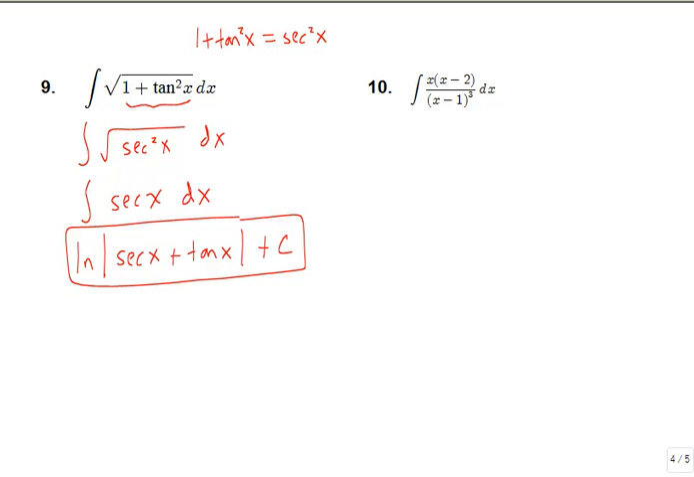Okay, next example. This is another fraction. Obviously, the derivative of the bottom is not going to look like the top. So initially, it doesn't look like stuff prime over stuff. So that means we're probably going to need to think of a U-substitution.